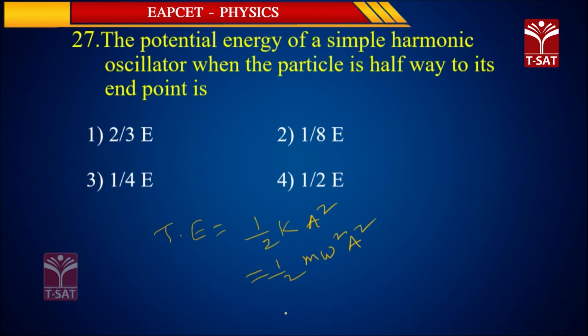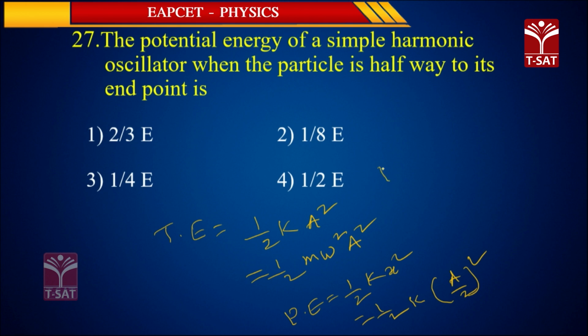But the potential energy is 1/2 k x square, children. Total energy is 1/2 K a square. Potential energy is 1/2 k x square. What is given in this question? The particle is halfway to its end point, so the x value you substitute as a by 2, a by 2 whole square.